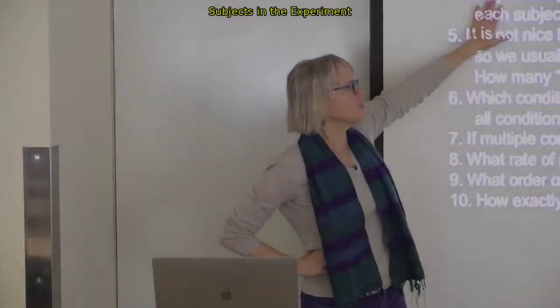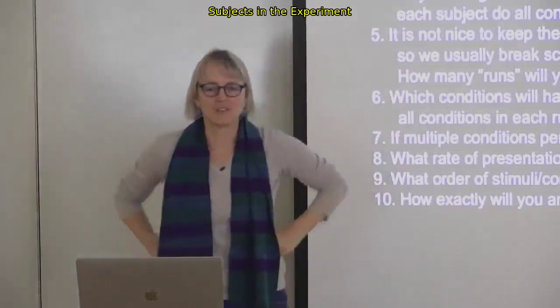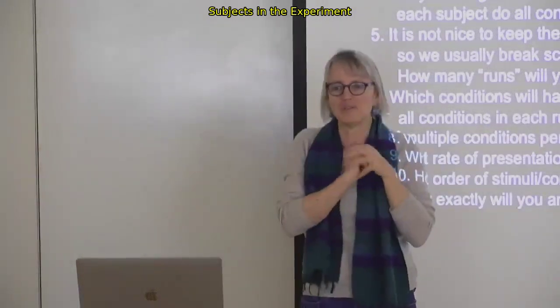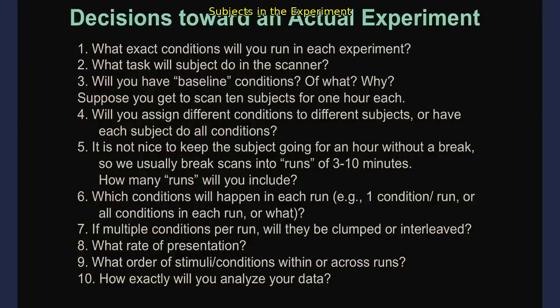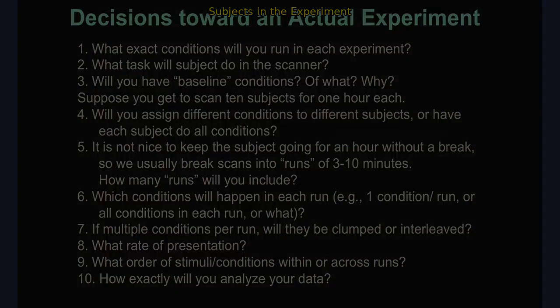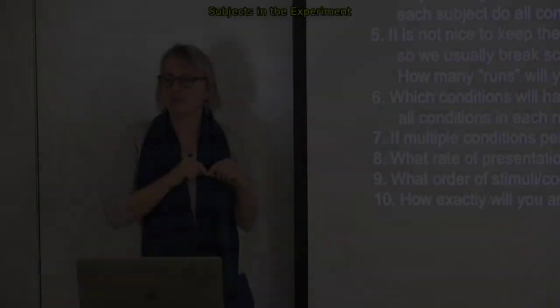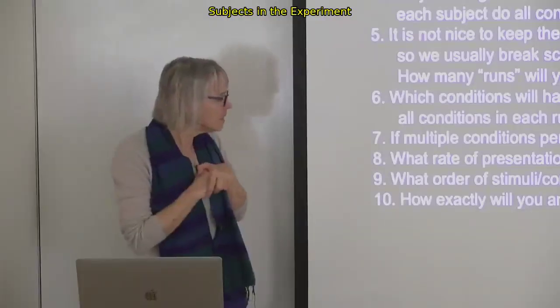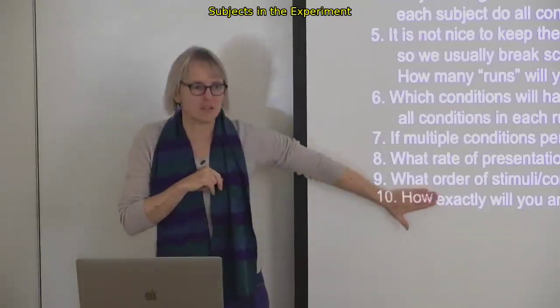Are you going to assign different conditions to different subjects? So these five people will see all the snake images, and these five people will see all the non-snake images? Or are you going to have snakes and non-snakes within each subject? And what are the trade-offs there? And what is the order of conditions within a run? We won't get to number 10 for the moment.